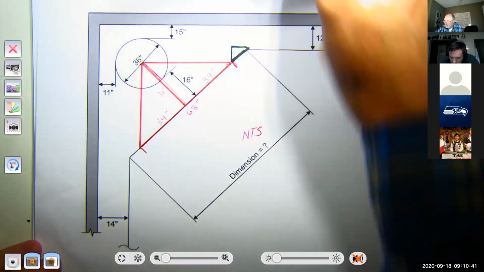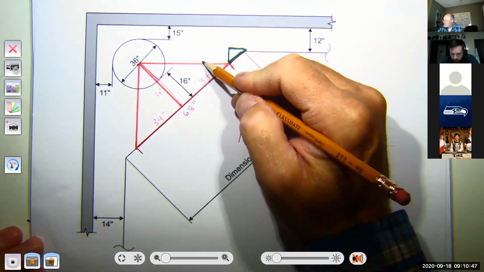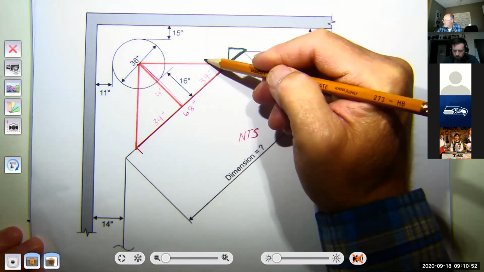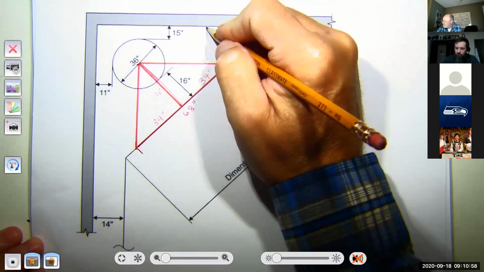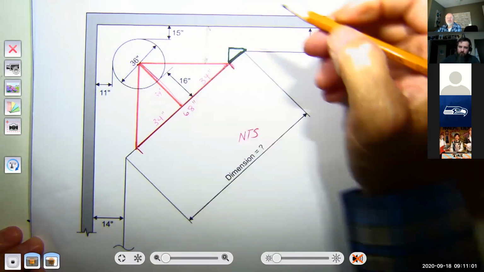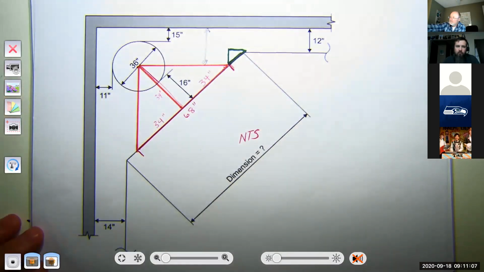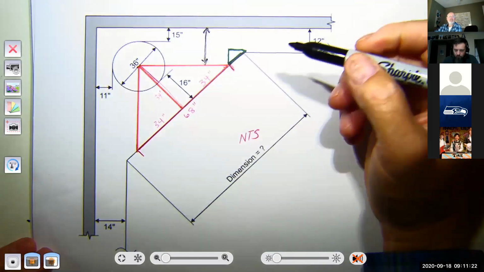So to determine the travel measurement right here, I first have to get the measurement from this orange line to the wall. Okay, so from there to the wall, I have to get that measurement. I don't know if my pencil's showing up very well. It's not. I might have to use a pen. So I need that measurement right there.